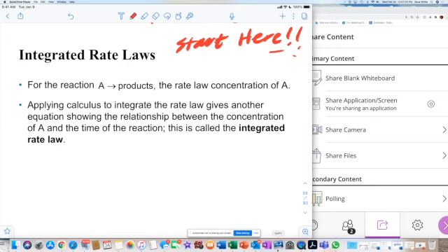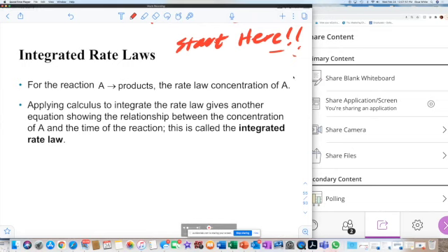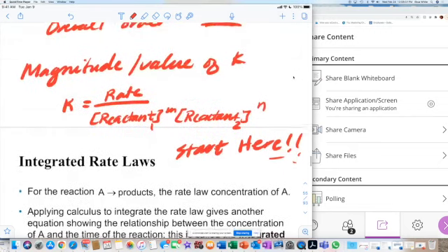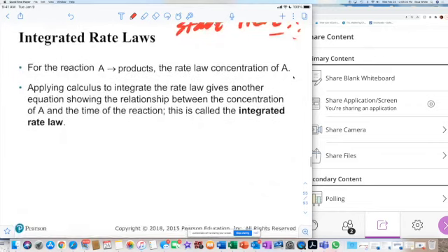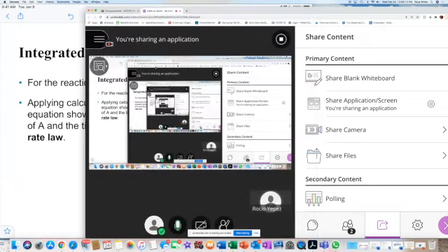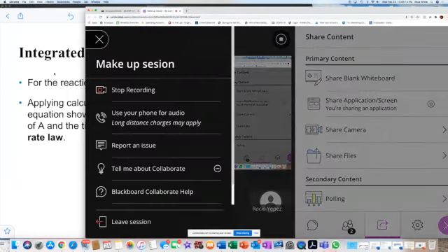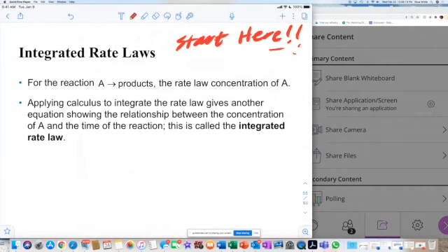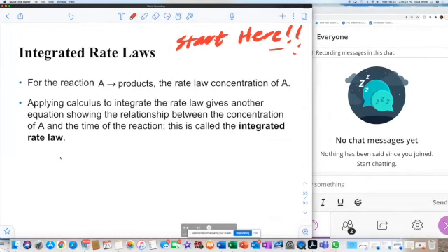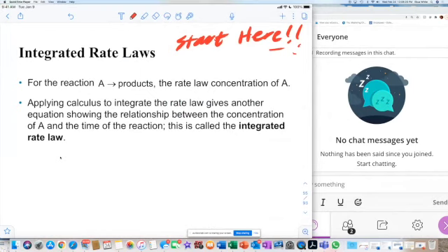Okay, let me pick up where I left off yesterday. We talked about regular rate laws, and now we're looking at integrated rate laws. With the integrated rate laws, let me start with the purpose so that we understand why we're learning this. With the regular rate law, what we're trying to do is figure out strategy: how can we get the reaction to go faster? With the integrated rate law, what we want to figure out is how much of the reactant is left over at a specific time.